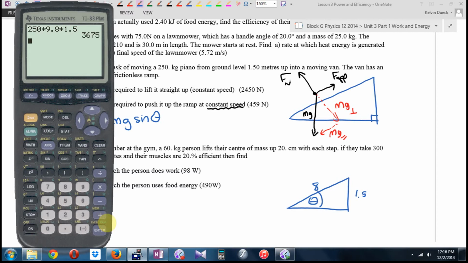Another way would be to go force times distance along the ramp. What's the force along the ramp? mg sine theta. So first of all, let me find theta. It's going to be shift sine of 1.5 divided by 8. The angle ends up being 10.8 degrees. So if I go 250 times 9.8 times the sine of the answer, times that distance, which is 8, if I find force times distance along the ramp, I should get the same answer as mgh straight up. Why? Energy is a scalar, and sure enough, I do.